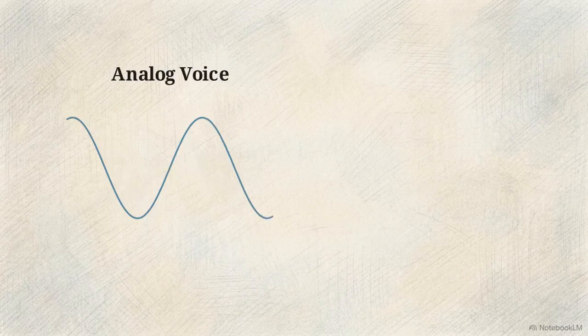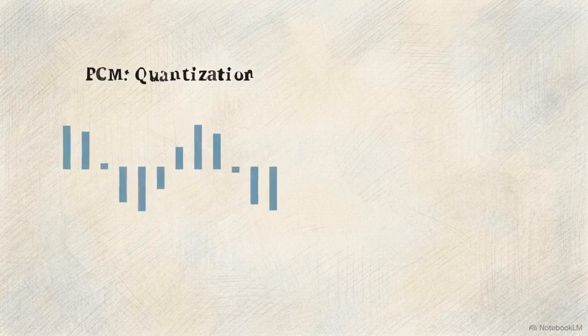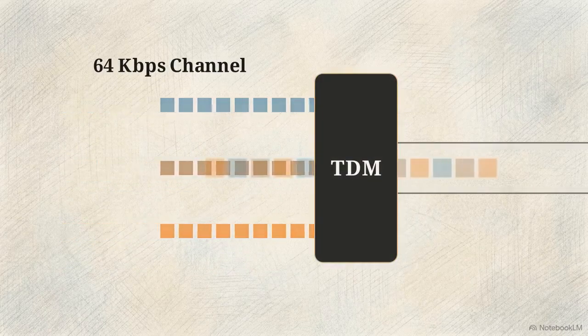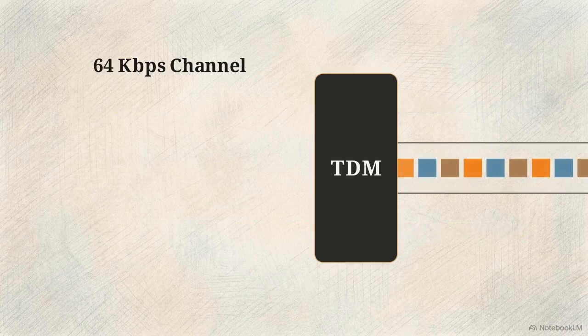Pulse code modulation enabled the transition to digital, quantizing voice into 64 kbps channels that could be bundled into T1 or E1 circuits using time division multiplexing.